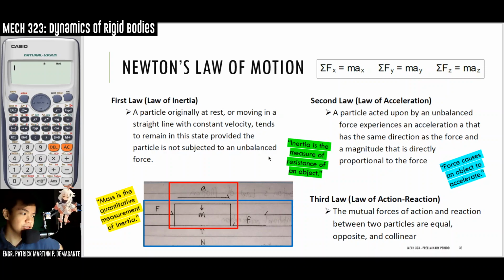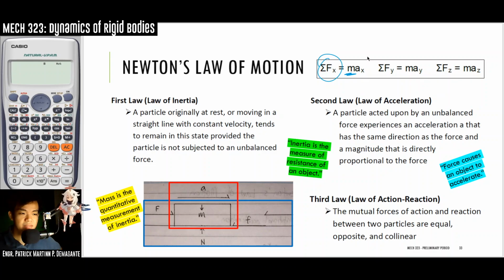Then, meron tayo dyan, force causes an object to accelerate. So, hindi si acceleration ang dahilan kaya gumagalaw ang ating mass, no? Katulad ng ating force is equal to ma. Force acted on a mass or a body tends or makes the body accelerate. Okay? I guess na nabanggit ko naman na yan sa nung mga previous videos natin and sa mga synchronous sessions, no?